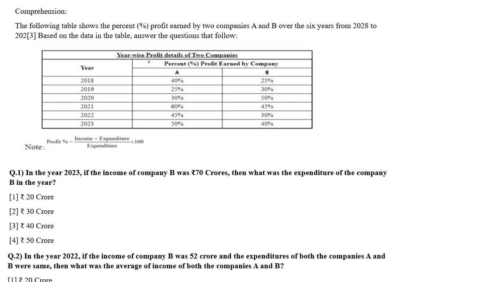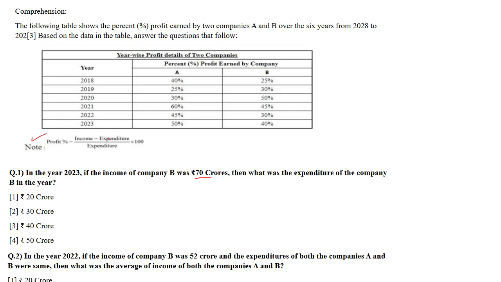We've been given information about two companies from 2018 to 2023. All right, profit percent earned by each company. And we've been given a formula as well. In the year 2023, if the income of company B was 70 crores, then what was the expenditure of the company B in the year? All right, and we've been given options.